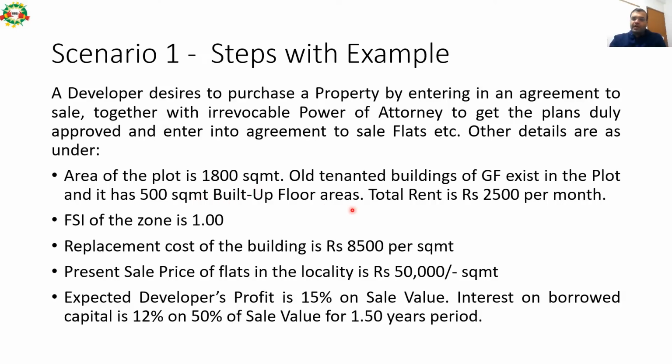It is an old tenanted building. A ground floor exists in the plot and has existing built up area of 500 square meter. Total rent from the building is 2500 rupees per month. FSI of the zone is 1. Replacement cost of the building is 8500 rupees per square meter. Present sale price of flat in the locality is 50,000 rupees per square meter. Expected developer's profit is 15% on sale revenue.